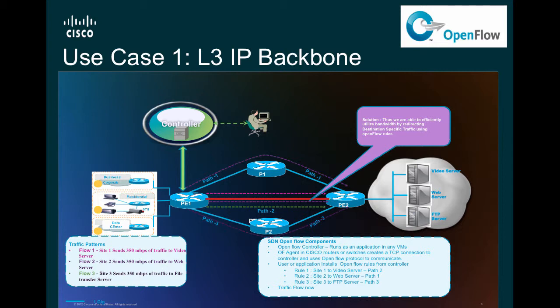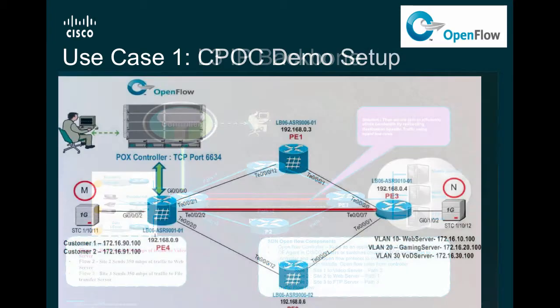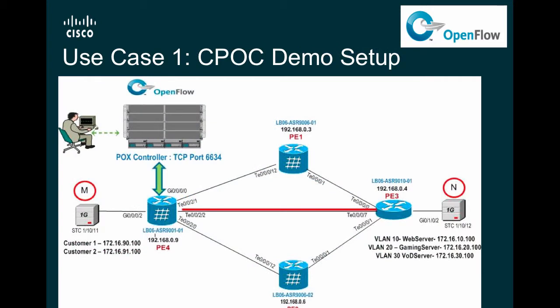In that way, you are able to efficiently utilize the bandwidth by redirecting the traffic appropriately. This is the demo that we've set up in the lab. We've got four different ASR 9000 devices, and the POX controller is talking to our PE4 device, which is used to program the flows accordingly and redirect the traffic from port M to port N on different links depending on the source and the destination address.